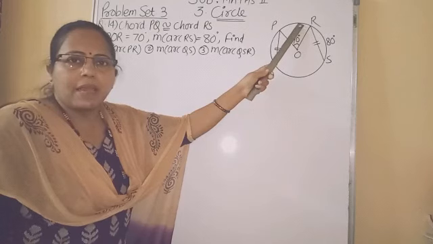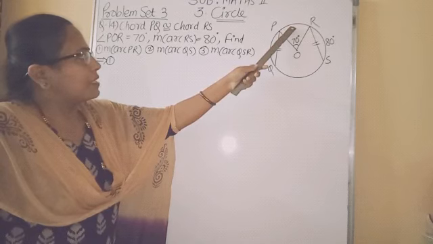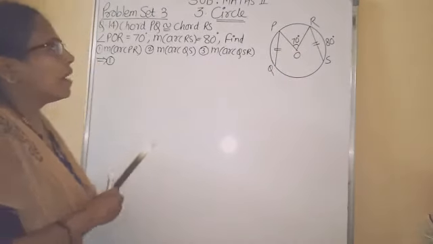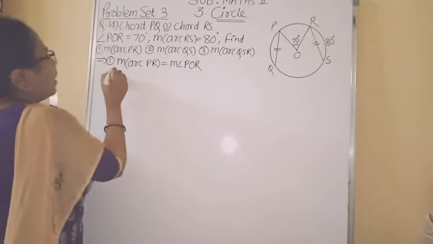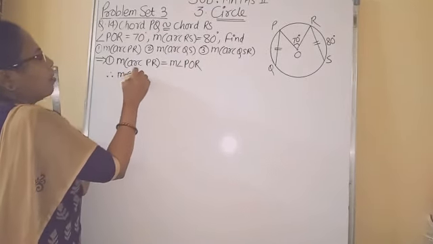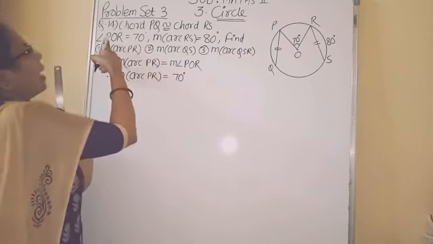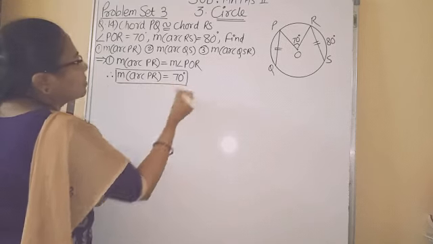See, arc PR is a minor arc. So we know the definition: the measure of a minor arc is equal to the measure of its corresponding central angle. That means the measure of arc PR is equal to the measure of angle POR. Angle POR is 70 degrees. So, the measure of arc PR is equal to 70 degrees.